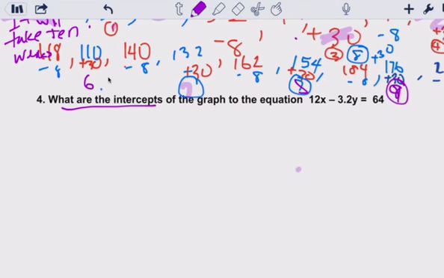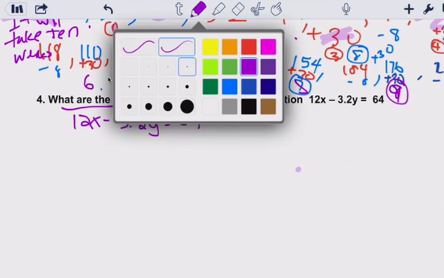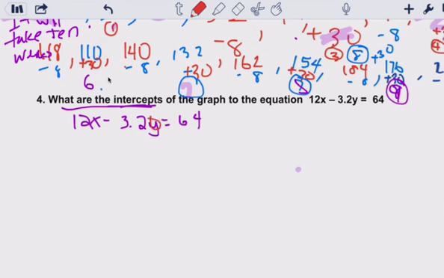Number 4, what are the intercepts? That means the x and y intercept, okay? So you got 12x minus 3.2y equals to 64. X intercept, y is 0. So you got 12x equals to 64. Divide by 12, divide by 12.